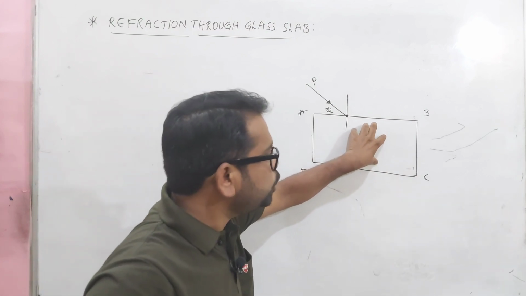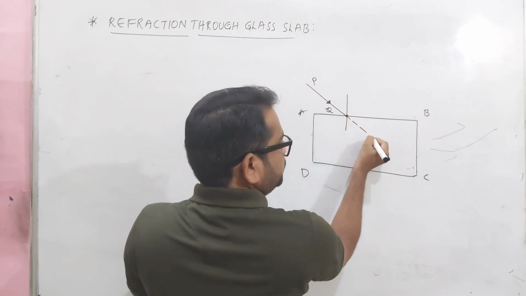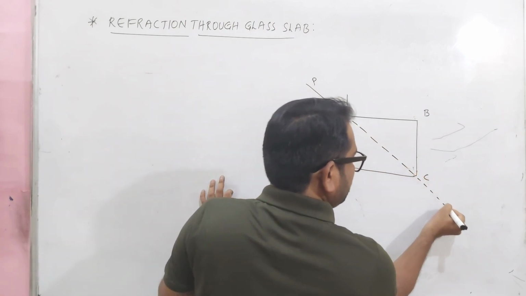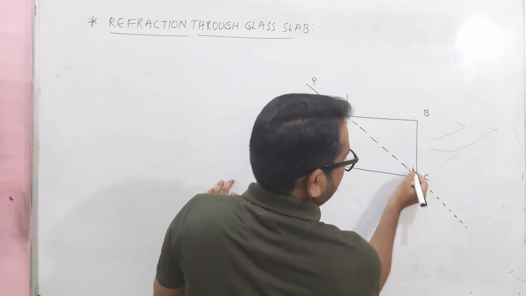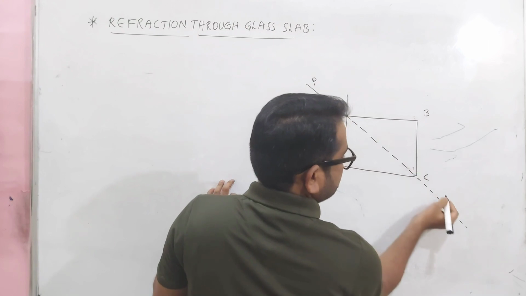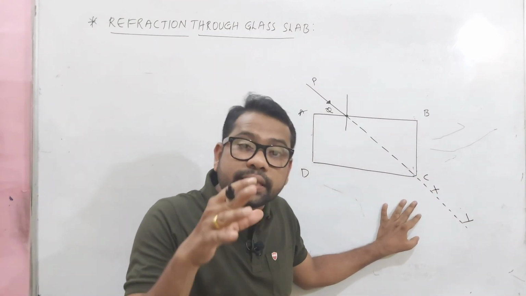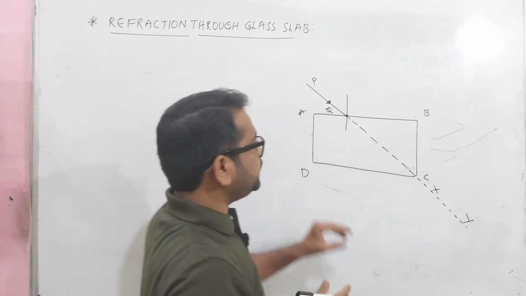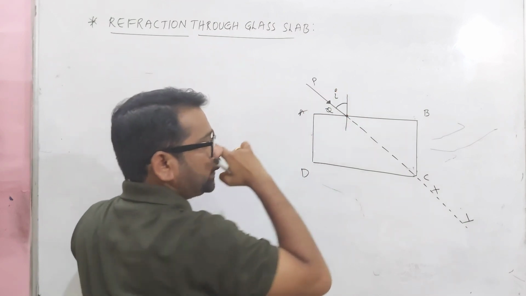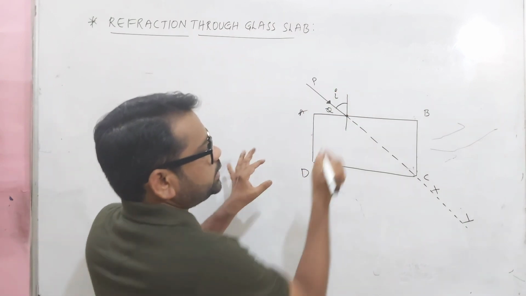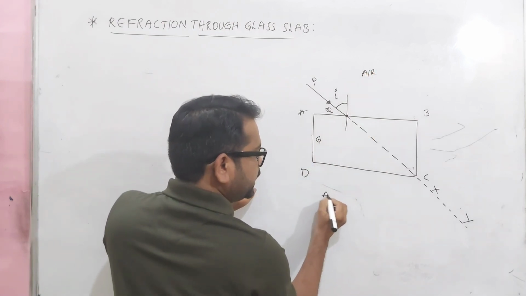Children, here if there was no glass slab, then what would happen? This light would have traveled in a straight line path. So this is the original path of the light ray. Let us name it PQXY. So PQXY is the actual original path of the light ray. At this point it is incident, so this is the angle of incidence. Fine.